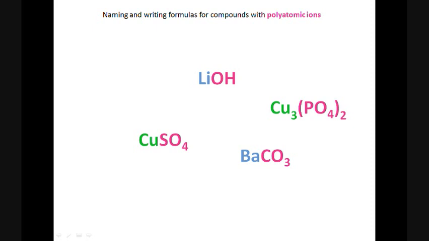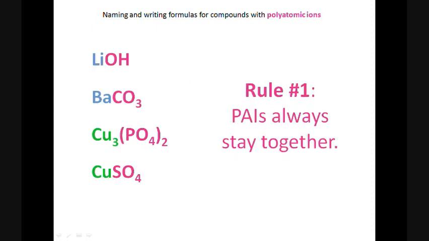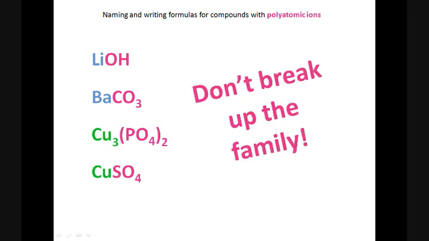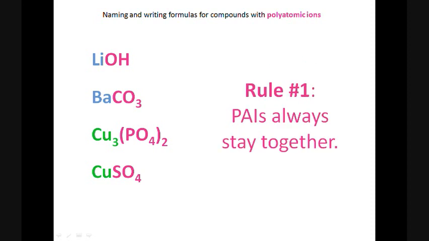For the most part, polyatomic ions behave the exact same way as non-metal elements. They basically act like the red elements. But here are three important rules to remember, a few special things about these particles. First of all, polyatomic ions always stay together. Remember, they act like a family? We want to keep that family together, safe and happy, so don't break up the family. Instead, keep the family together, including all of the elements and their subscripts.